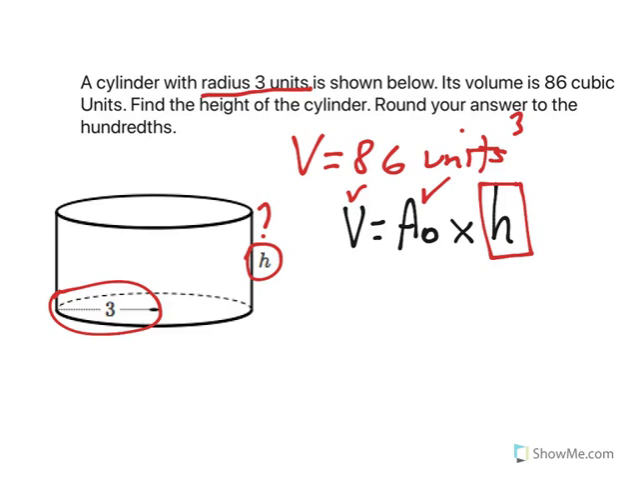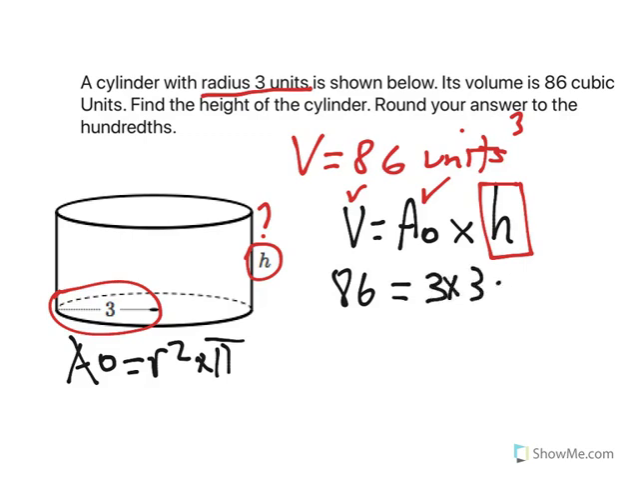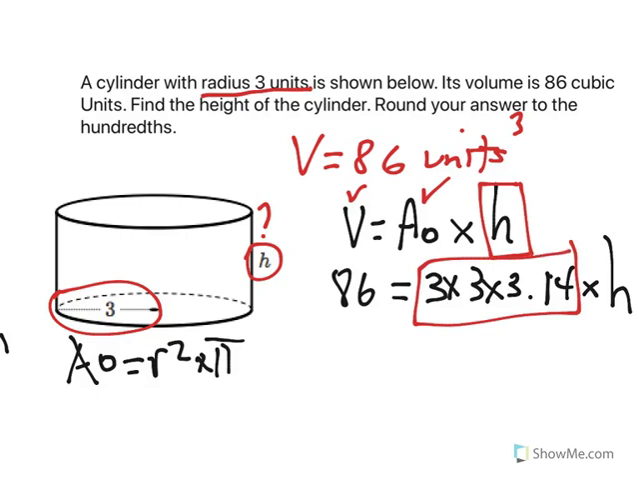Okay, so the volume is 86, so I'm gonna enter 86 equals the area of the circle, and I know the area of the circle is gonna be radius squared times pi. So I'm gonna just enter those values. So it will be 3 times 3 times 3.14, and finally all that is gonna be times my height. Okay. So when you're trying to find out something in math and you can see numbers you can operate with, you just solve that.